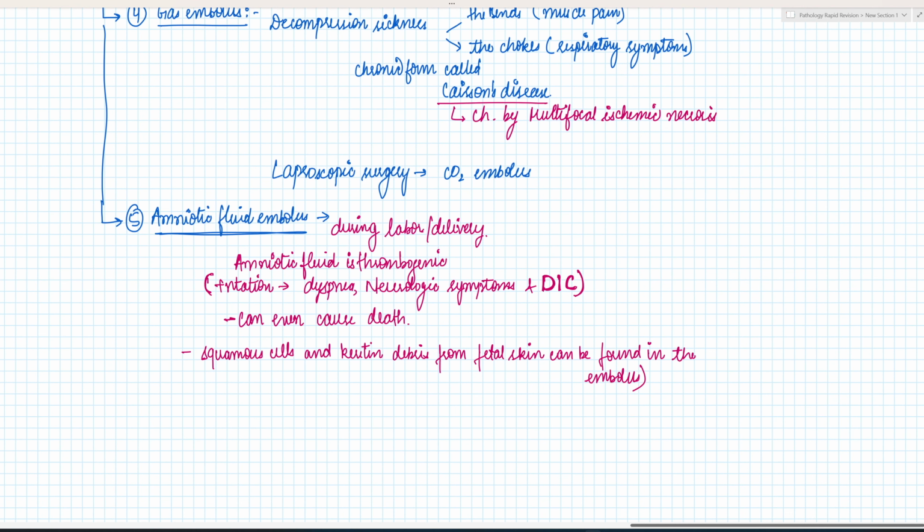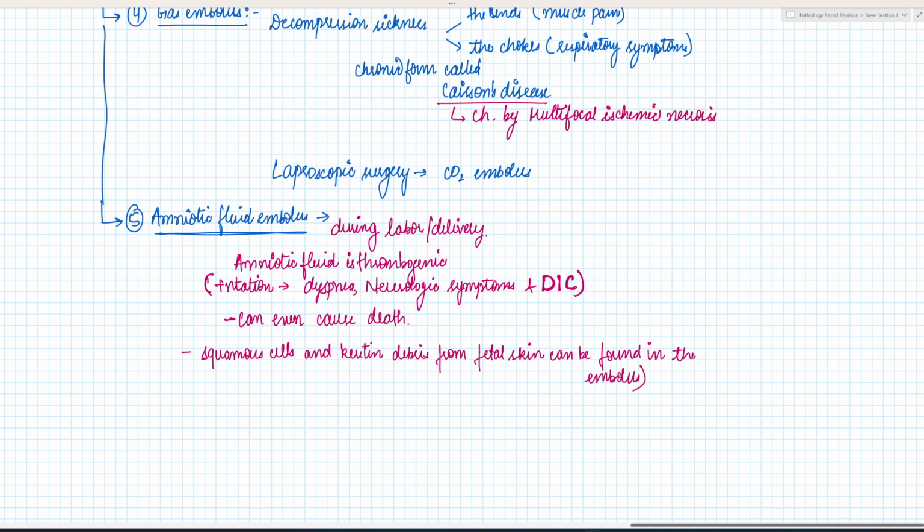Final is amniotic fluid embolus, and this is really a dreaded complication, and it is often a cause of mortality in obstetrics and gynecology. Generally it is avoided, but sometimes it does happen, and when it happens, the ultimate result is death. So it's a dangerous one. It occurs during labor or delivery.